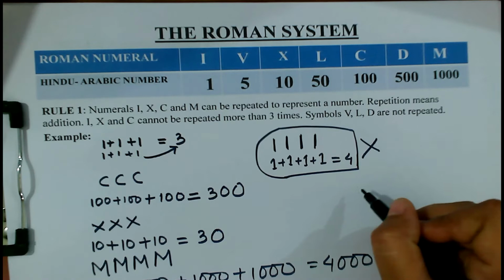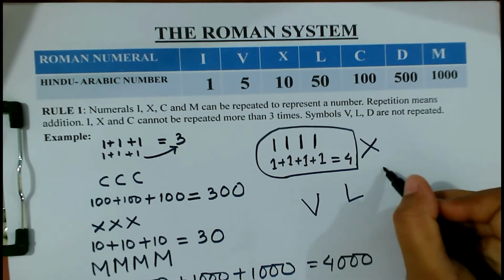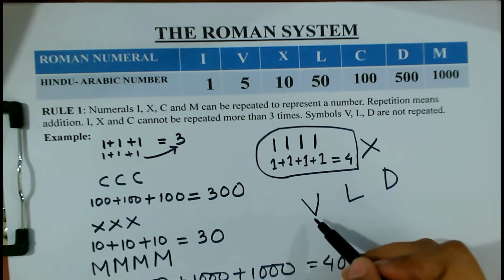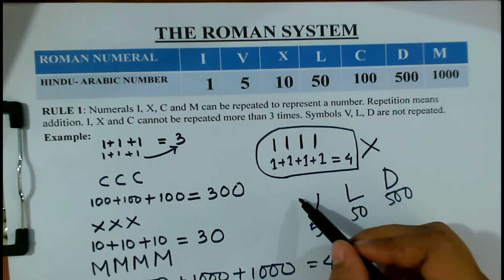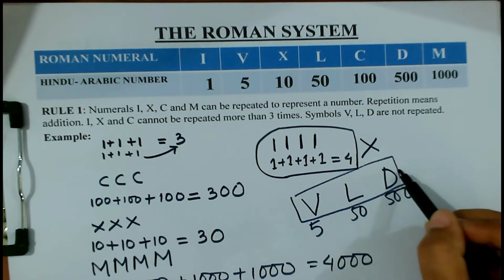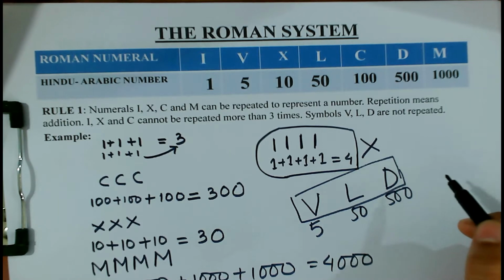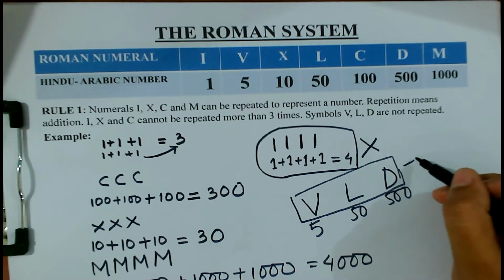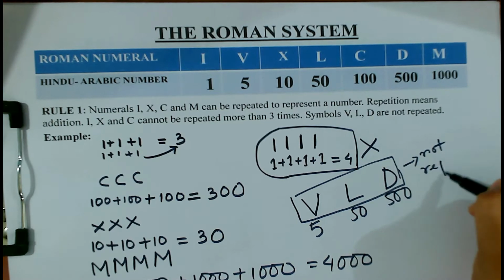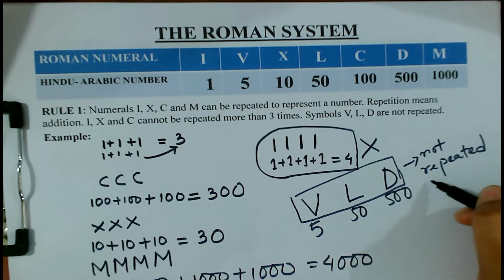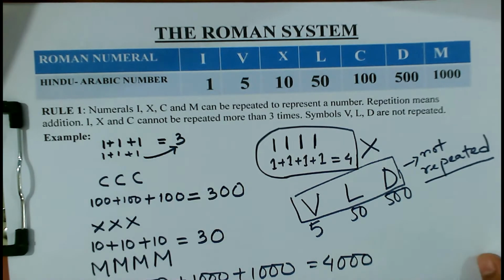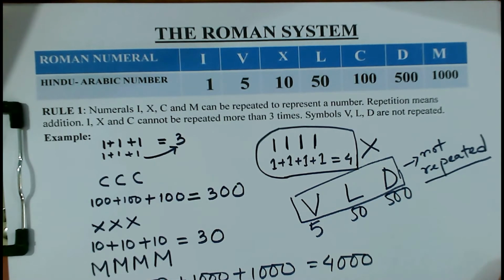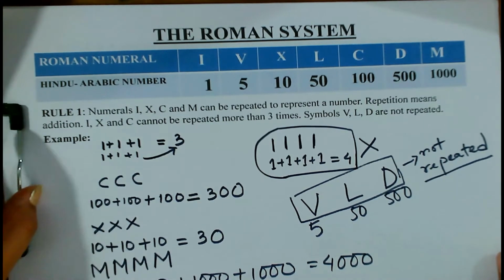And the letters V, L, D. V is 5, L is 50, and D is 500. These 3 letters are not repeated, not even twice or thrice. They are never repeated. Always remember. And there is one more thing in the Roman system: there is no 0. Keep in mind, there is no 0 in the Roman system. Let's move on to rule number 2.